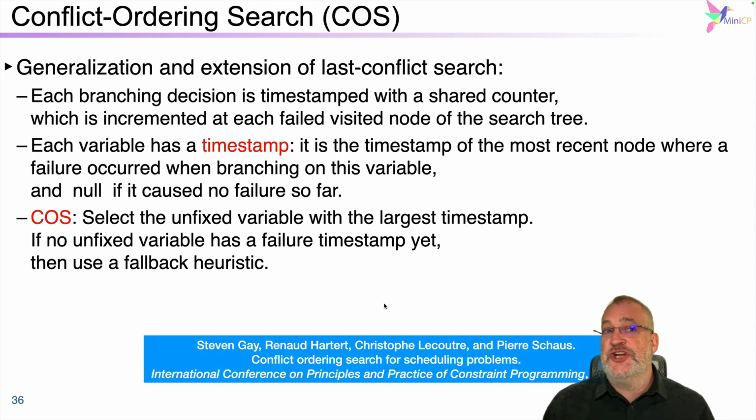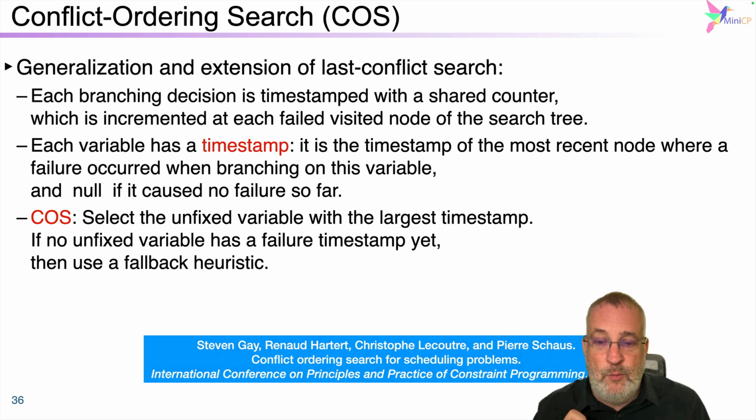Now, we can generalize this idea to that of conflict ordering search, to not stop just at the last conflict, but really remember timestamps that are going to keep track of when a conflict was detected. So think of a timestamp as a logical clock that simply ticks up as we go through the tree, and we're going to remember, when we see a conflict, what the value of that clock was when the conflict was seen. And then when we decide to branch on a new variable, we're going to pick a variable that is the most recent in terms of the conflict it has experienced, and we'll branch on that first.